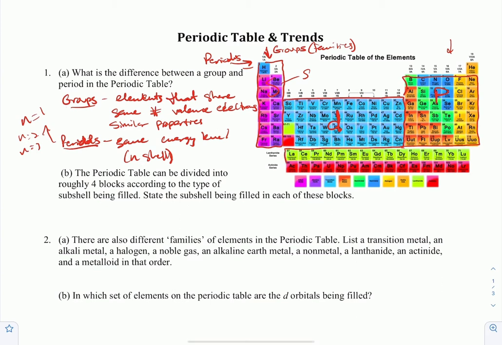Okay, and then this last group down here is what we call the F block. I'll just put F over here. Okay, so those are the 4 blocks of the periodic table. And this is actually how we keep track of filling in electrons when we're doing electron configurations.